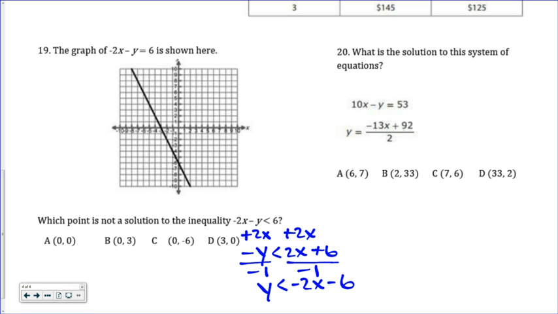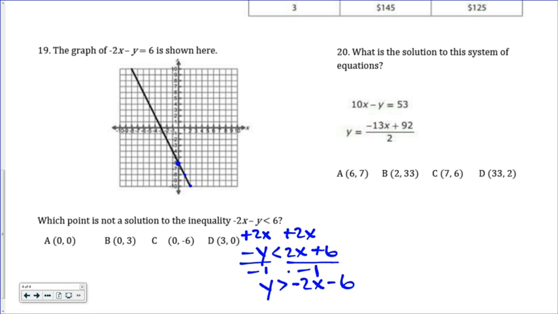So here your y-intercept is -6, and then you can double check slope of -2. You go down 2 and over 1, down 2 over 1. So that does make sense. Now looking at your inequality sign, I'm sorry, I didn't flip my inequality sign. When I divide by the -1 right here, I should have flipped my sign. Dividing by a negative, y is greater than -2x minus 6.